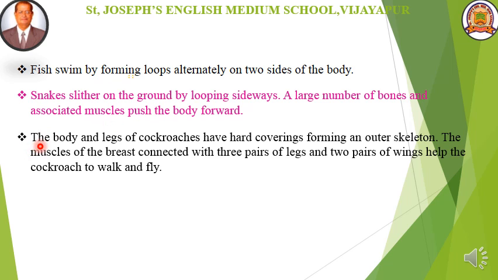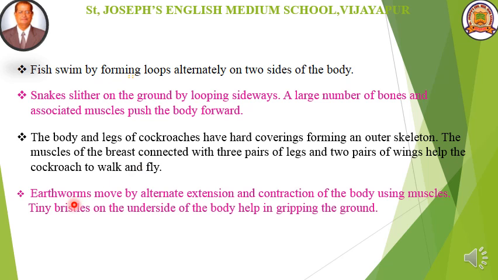The body and the legs of cockroaches have a hard covering forming an outer skeleton. The muscles of the breast connected with the 3 pairs of legs and 2 pairs of wings help the cockroach to walk and fly.